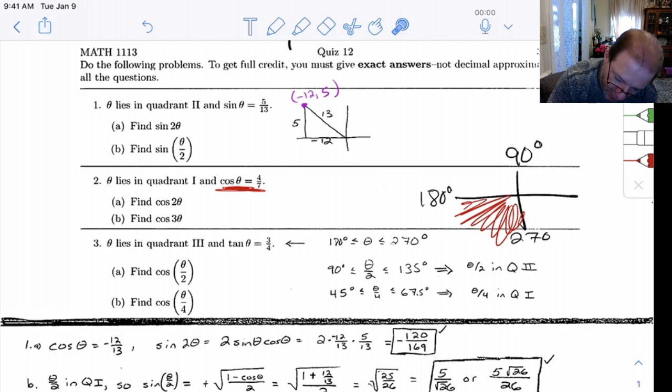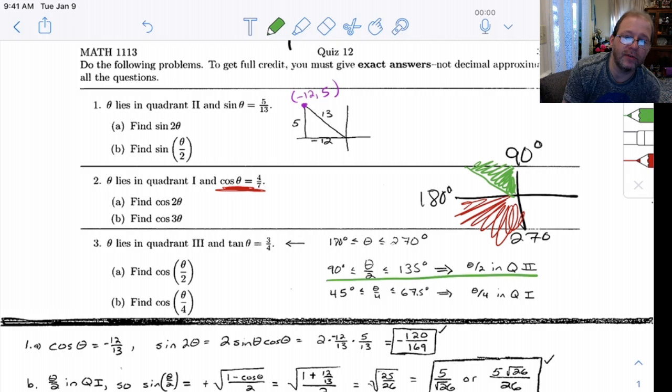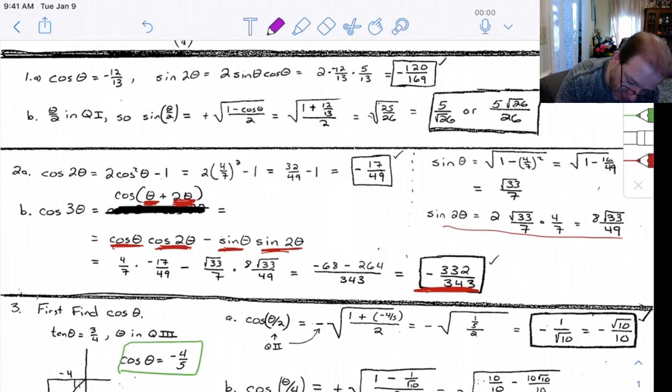So between 90 and 135, that is going to be in this area here. So that's in quadrant 2. And if you're talking about between 45 and 67.5, 45 is up here, 67.5 is up there. So that's in quadrant 1. So down here, theta over 2 is in quadrant 2, and theta over 4 is in quadrant 1.